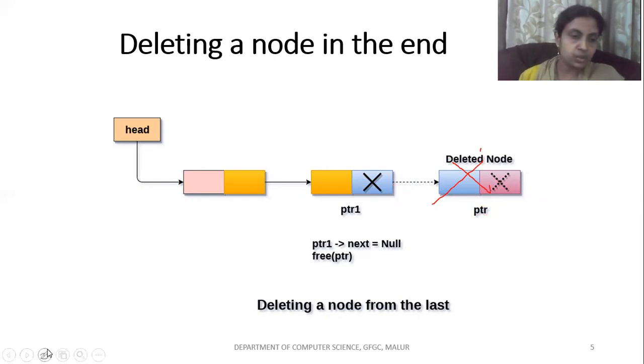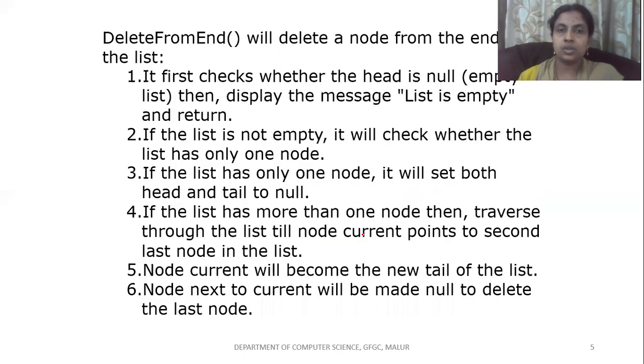So what we need to do in deletion of a node at the end means you need to bring the pointer till the end where you find the null. Not that node, the previous node of that is there now. The address part of that you make null and free up the pointer. Like that you can work towards deleting a node at the end.